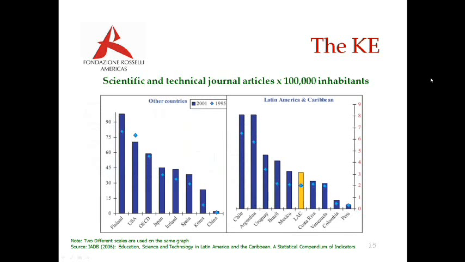You also see the same approach for scientific and technical journal articles per 100,000 inhabitants. On the left-hand side, you have selected countries: Finland, USA (I mentioned to you before that Finland was one of the first countries to deploy the knowledge economy in Europe), the OECD average, Japan, Ireland, Spain, Korea, again, and China. And as you can see, Korea is ranking better than China.